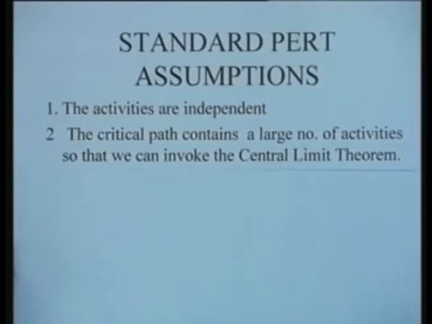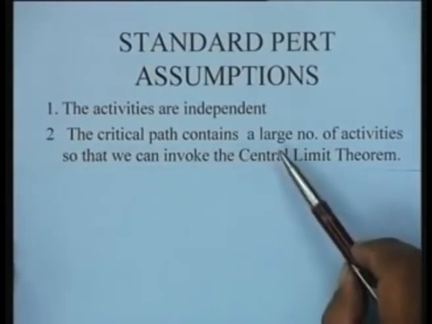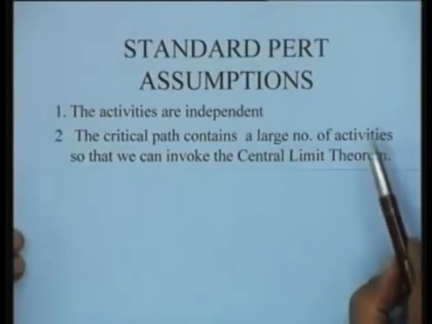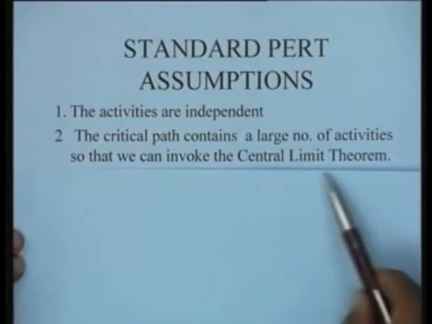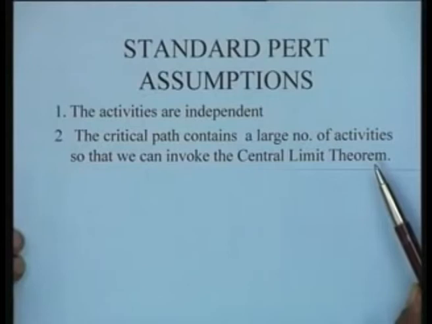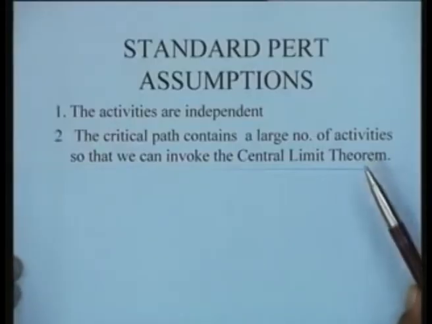The second and the most crucial assumption which is being made here is that the critical path contains a large number of activities so that we can invoke the central limit theorem. I just explained this because normally in practice, for the central limit theorem to be valid, the number of random variables should be greater than at least 4 or 5. So in real life, the number of activities in the project could be very many, generally much more than 4 or 5, and therefore this assumption is generally valid, right?